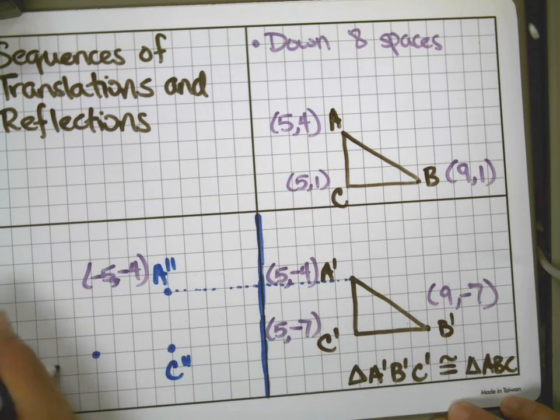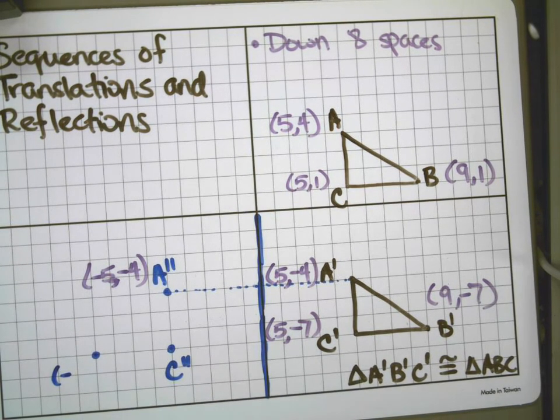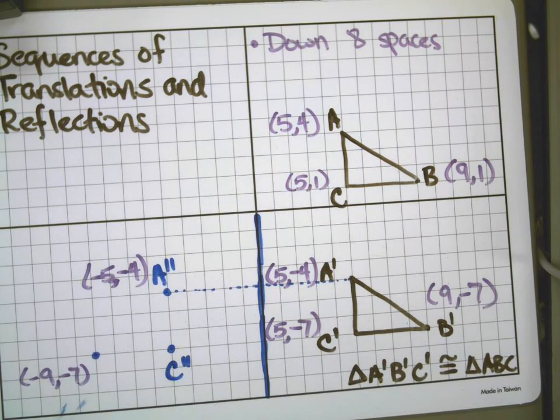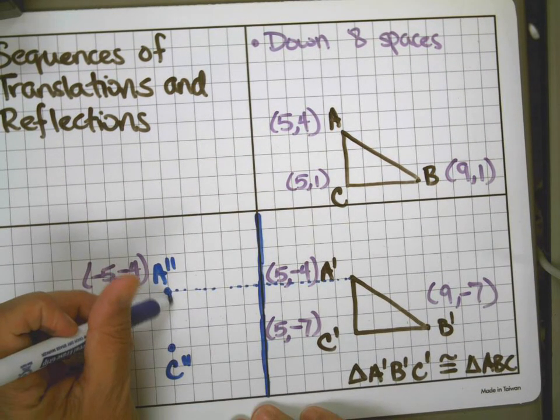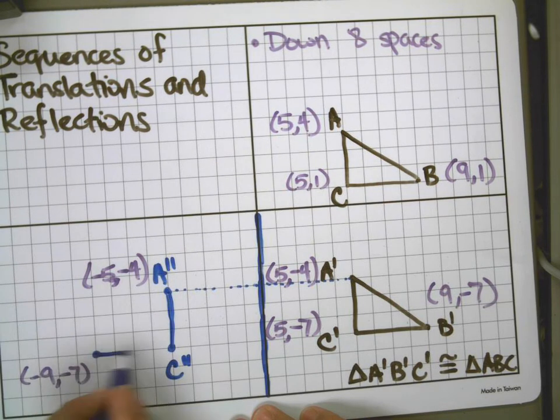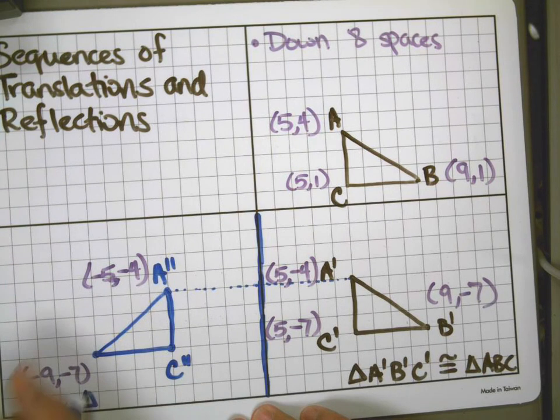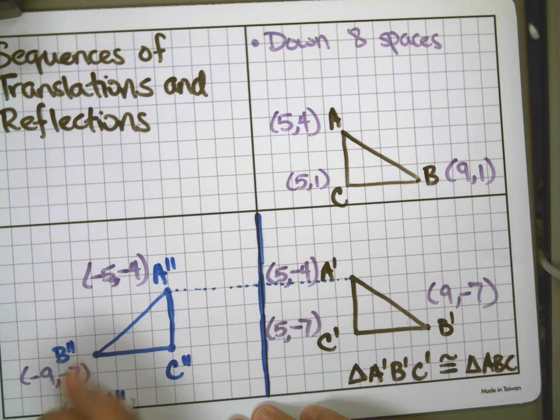So this is going to be negative 9. Oops, wrong color. Negative 9 and negative 7 down. Negative 9 from the origin to the left, negative 7 down. So I should be able to draw my third triangle. And this is triangle A double prime. Oops, I forgot to write this as B double prime. A double prime, B double prime, C double prime.